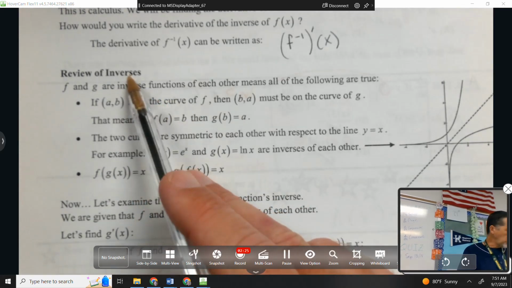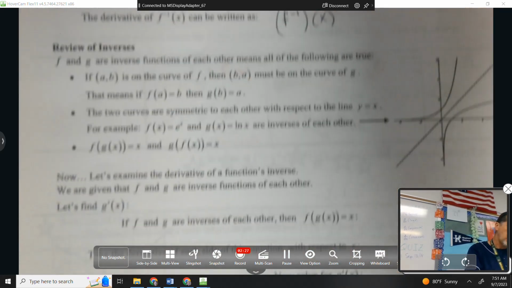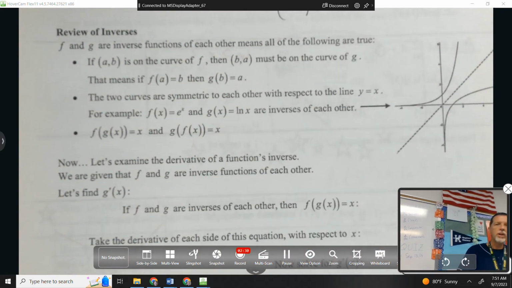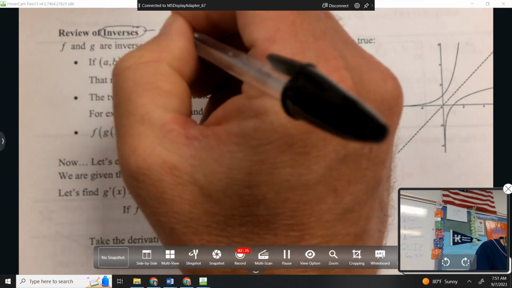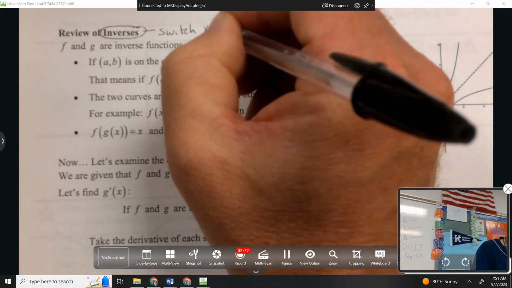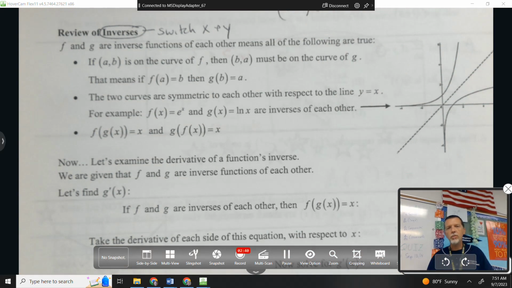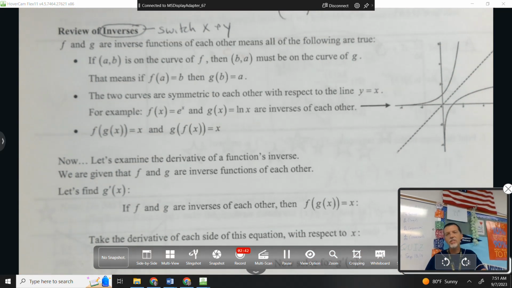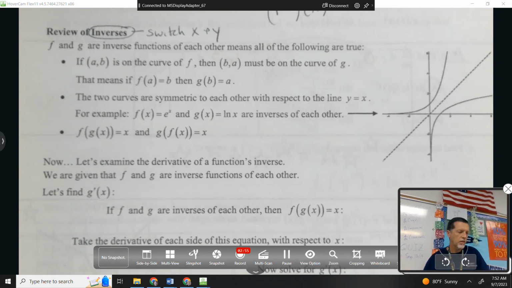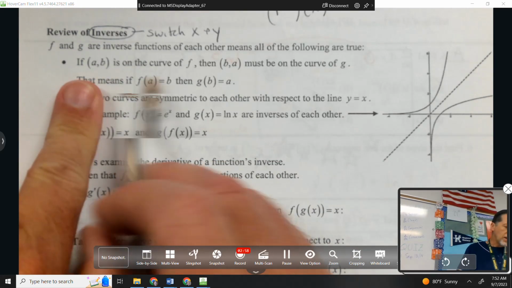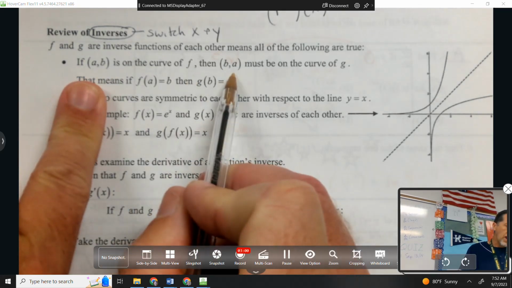Okay, a little bit of algebra review here. If f and g are inverse functions, then all the following are true. The best way to remember about inverses, the best rule that works for almost everything, is you switch x and y. If you switch x and y, it's how you solve for inverses, it's how you find points, it's how you handle graphs, because you switch the x and the y. So switching x and y is just sort of the shorthand version to cover everything related to inverses. So if (a, b) is on the curve of f, then (b, a) is on the curve of g.